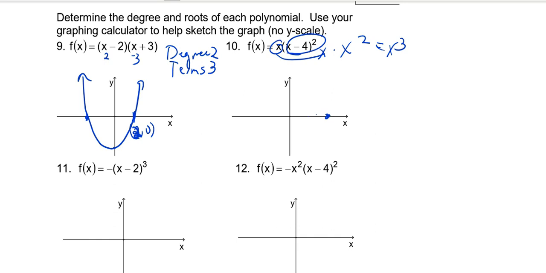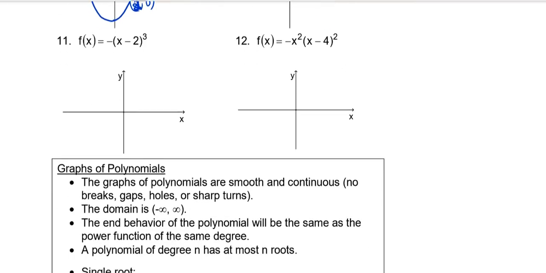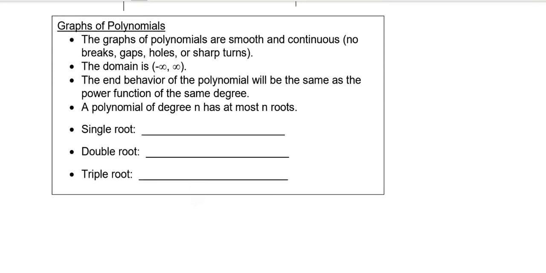Okay, come on. Come on, little pen. Sometimes it likes to freeze on me. I think it has to deal with the Bluetooth. There we go. So we're going to use our graphing calculator to sketch the graph without any y-scale. We're not going to worry about the y-scaling on it. Alright, and let's come on back down here. Now I can get my pen to work again.